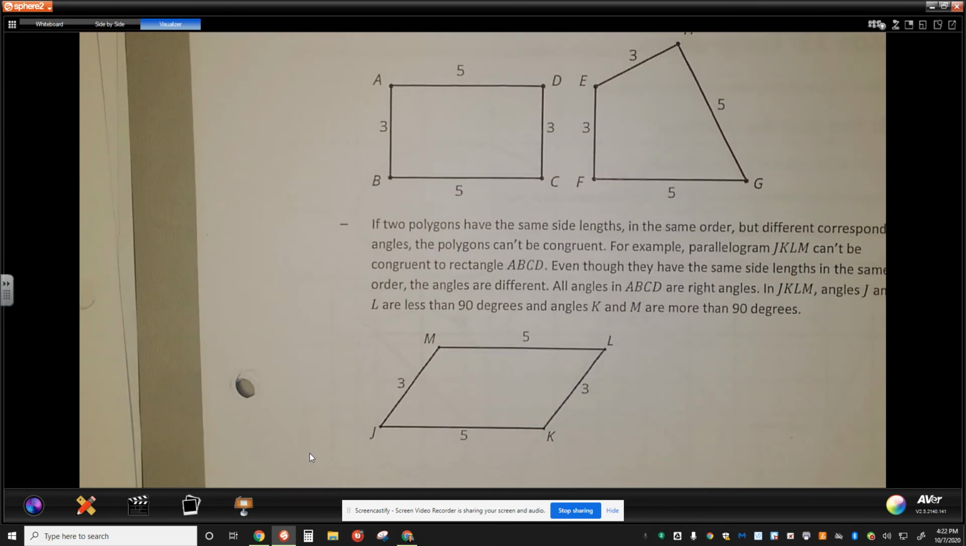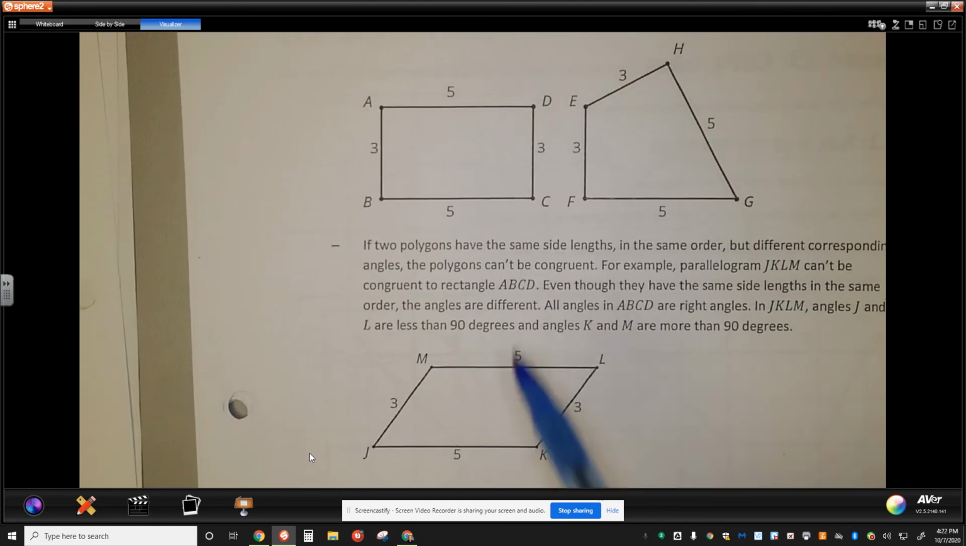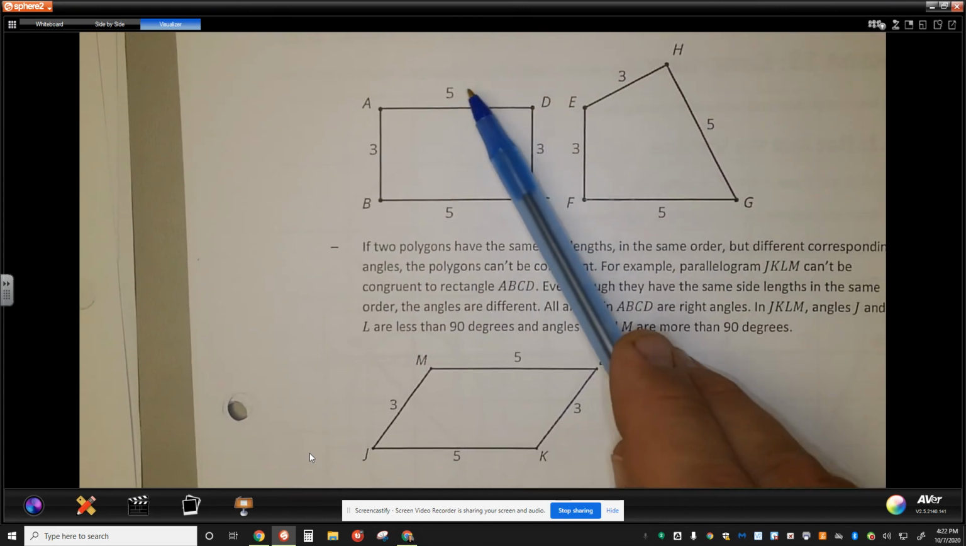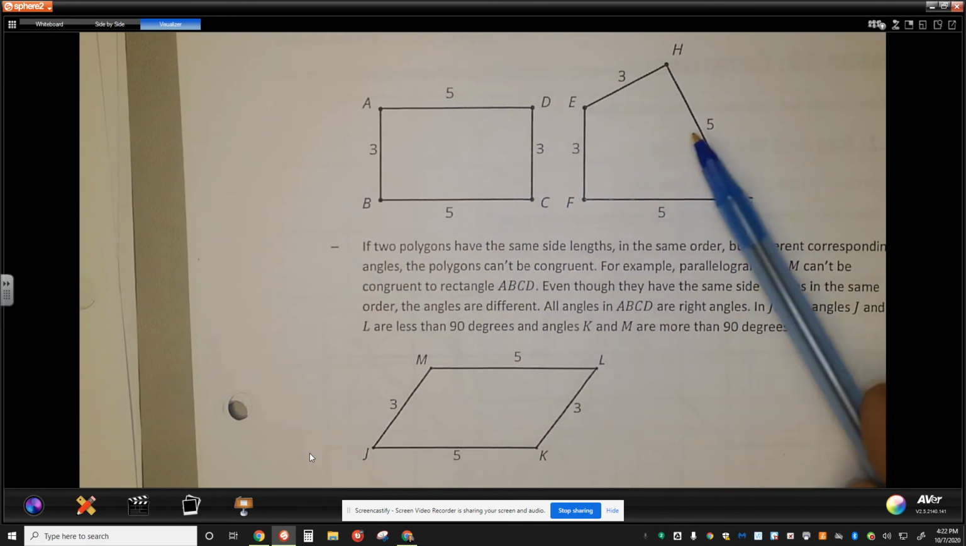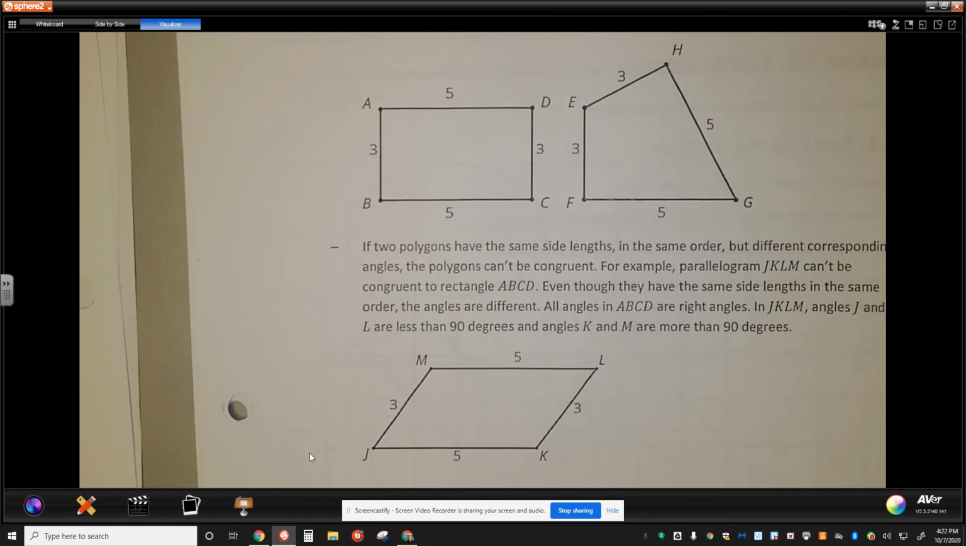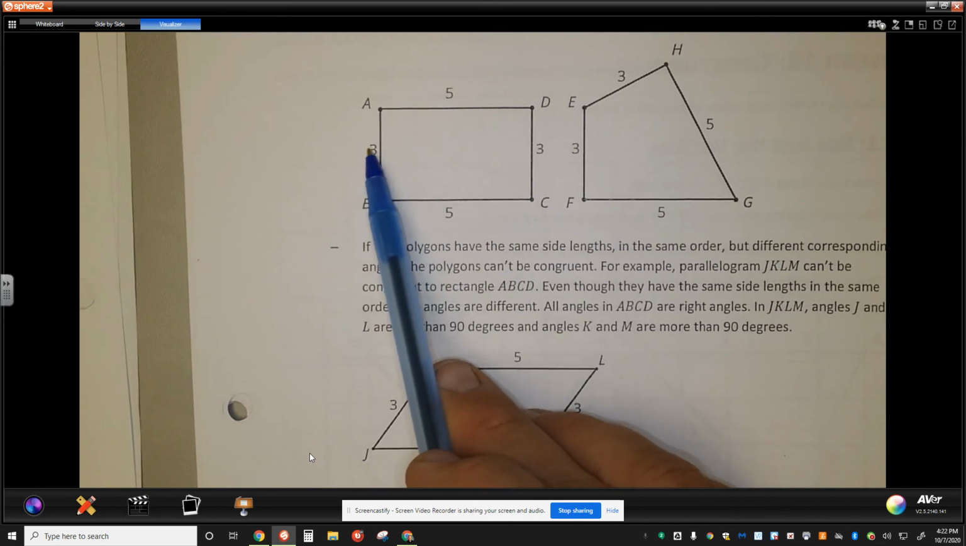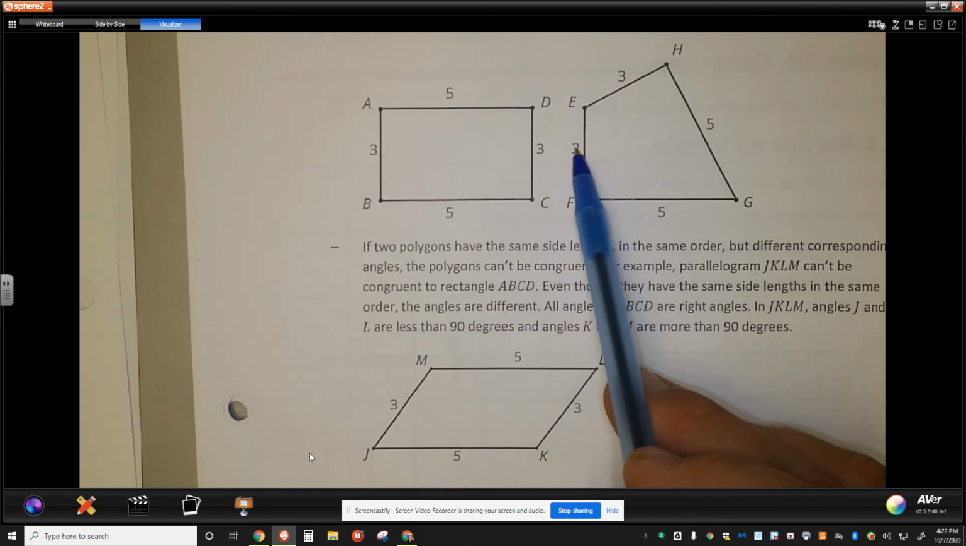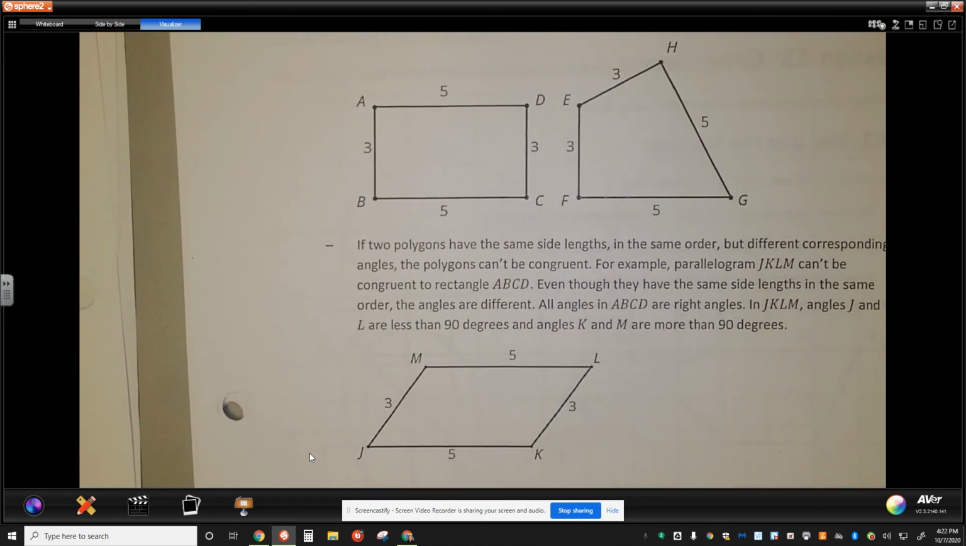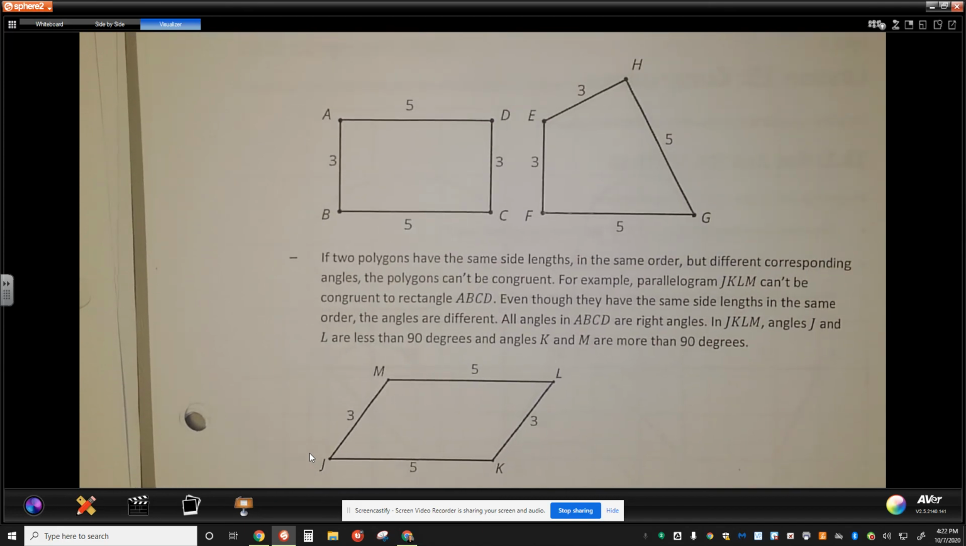For the next part, if we look at a couple other polygons, such as these two, if two polygons have the same side lengths, 5, 3, 5, 3 and 5, 3, 5, 3, but their orders can't be matched up, so you see this one goes 3, 5, 3, 5 and this one goes 3, 3, 5, 5, that's another indication that the figures cannot be congruent, because even though they have the same two side lengths, they don't correspond in the same order. So the order actually matters.